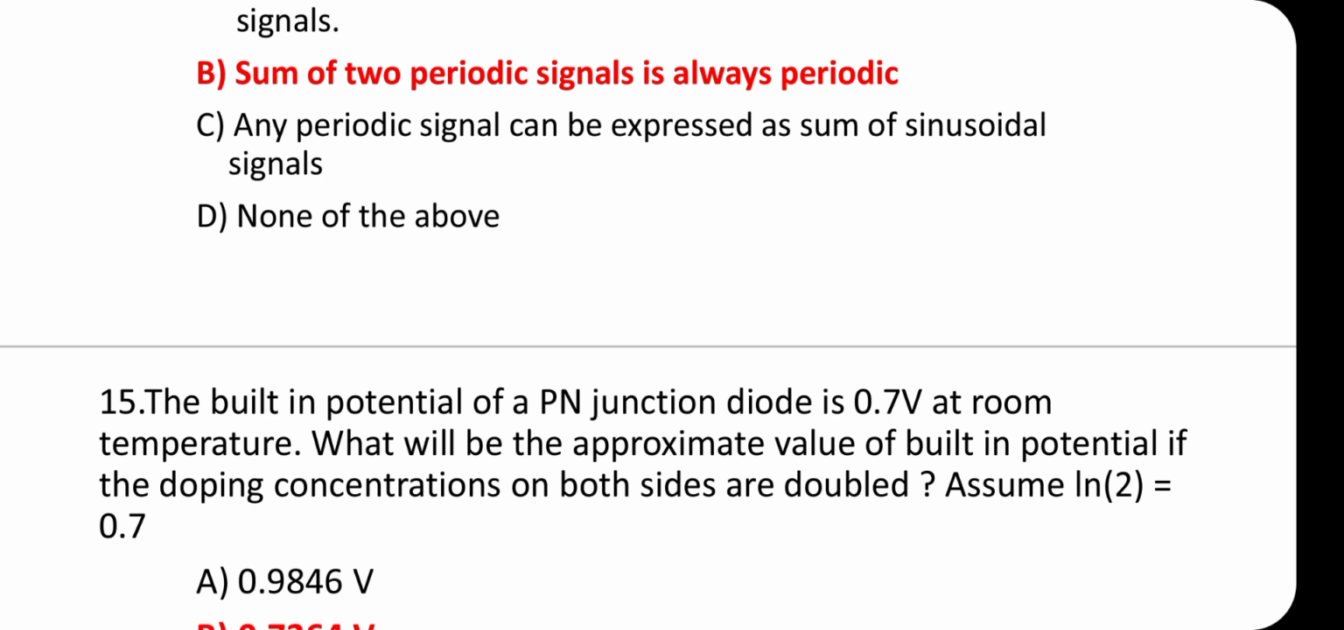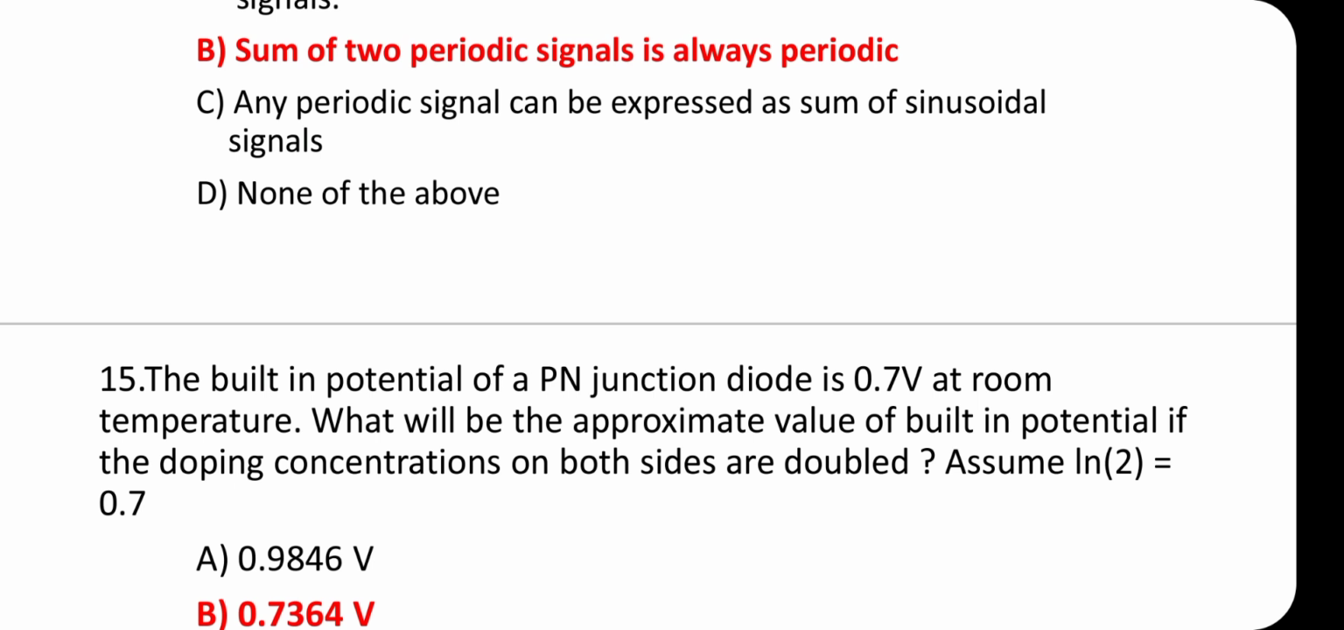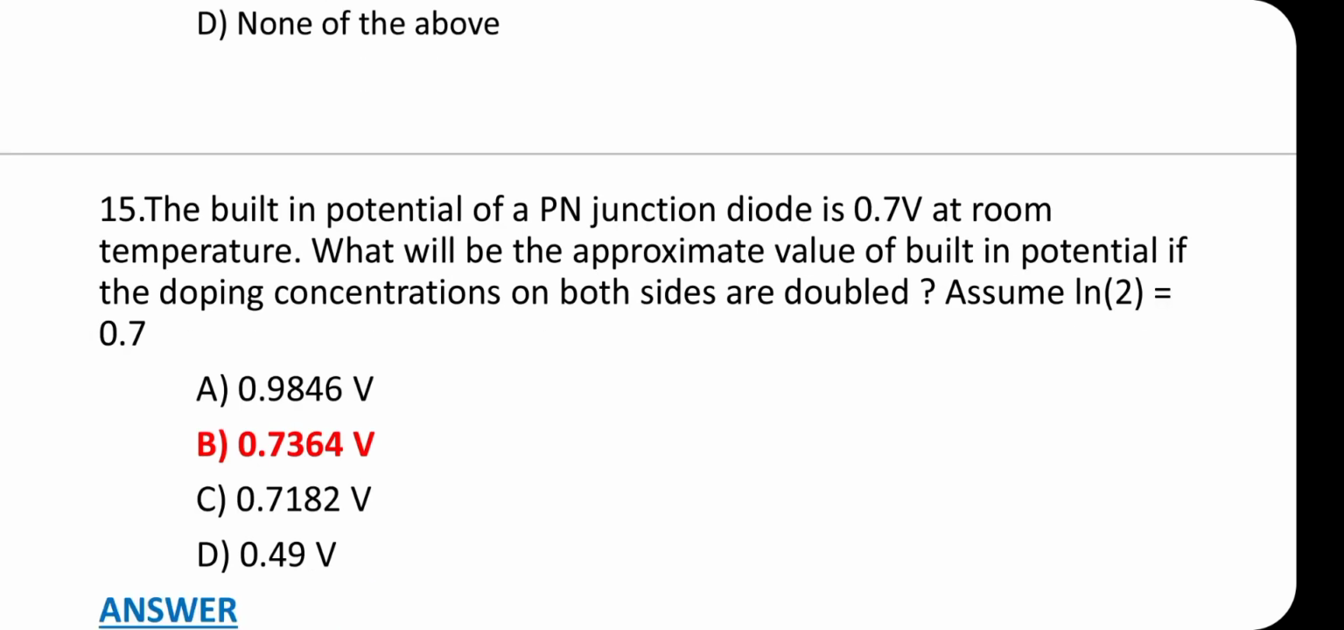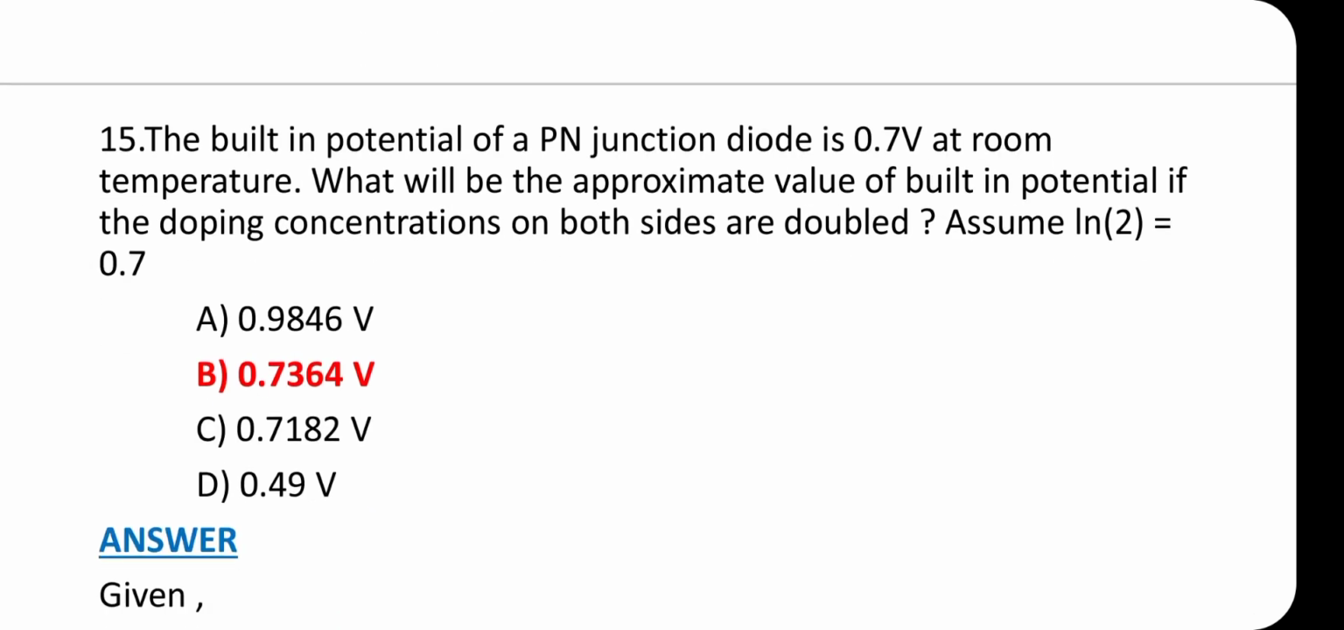The built-in potential of a PN junction diode is 0.7 volt at room temperature. What will be the approximate value of the built-in potential if the doping concentration on both sides is doubled? Assume log 2 equal to 0.7 volt. Option B is the correct answer.